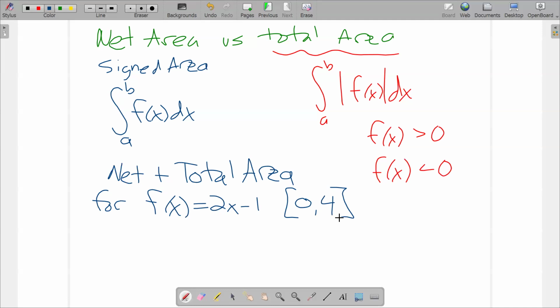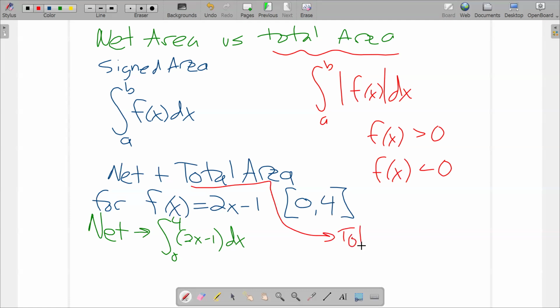So total area is the harder one, so let's do net area first. The net is just going to be the integral from 0 to 4 of 2x minus 1. And I'm confident we can all do that without too much trouble. So I'm going to take a look at the total area next. Total is the integral from 0 to 4 of the absolute value of 2x minus 1. And in order to do that, we've got to figure out when it's 0, where it's positive, and where it's negative.